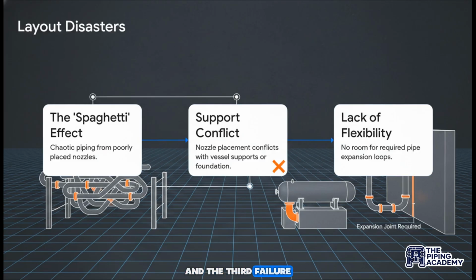And the third failure is a complete lack of flexibility. Piping needs room to expand with temperature. If a nozzle is jammed right up against a wall, you physically cannot route a proper expansion loop. You're then forced to use expensive and less reliable expansion joints.